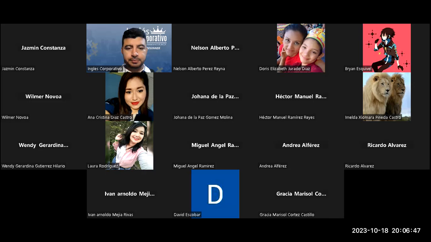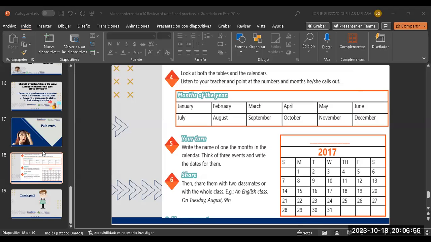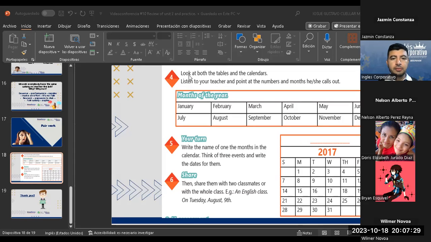Bueno, antes de pasar lista, just to remember, yesterday we were talking about dates. Estábamos hablando acerca de fechas, ¿verdad? So, as you can see here, we have the months of the year. Tenemos los meses del año. Just for you to know, solo para que lo sepan, I'm going to say the pronunciation because I have listened to some of you, maybe you are kind of confused with the pronunciation. Están medio confundidos algunos con parte de la pronunciación de los meses del año.